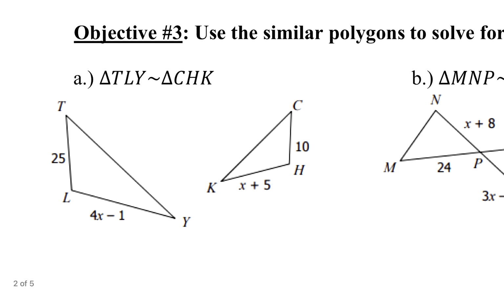variable x. Now with these ones, this statement up top is very important. Those letters are extremely important because we know that these letters, T and C, are both in the first spot because they go together. L and H are both in the middle spot because they go together. Y and K are both in the last position because they go together. So we need to be mindful of that. T and C go together. L and H go together. And Y and K go together.